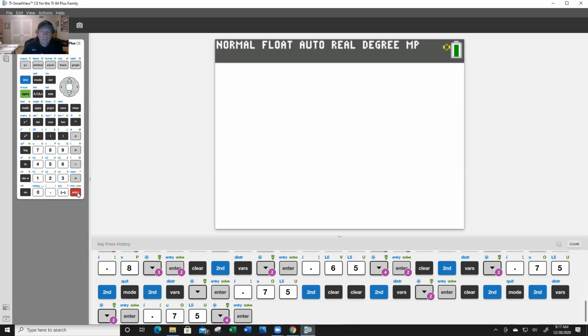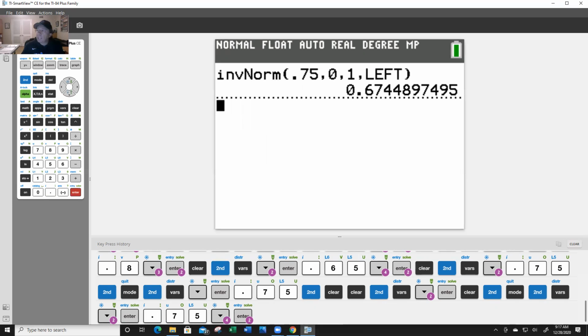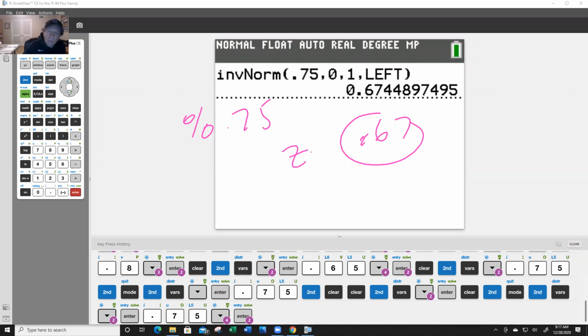Hit paste. Now, what's interesting is, I say this a lot, but it gets confusing for kids. This is 0.67. 0.75 was a percentage. 0.67 is a z-score. I know they're both decimals. Just be careful. People get those confused. 0.67 is 2/3 of a full standard deviation. 0.75 is 75%. So it's a different unit.